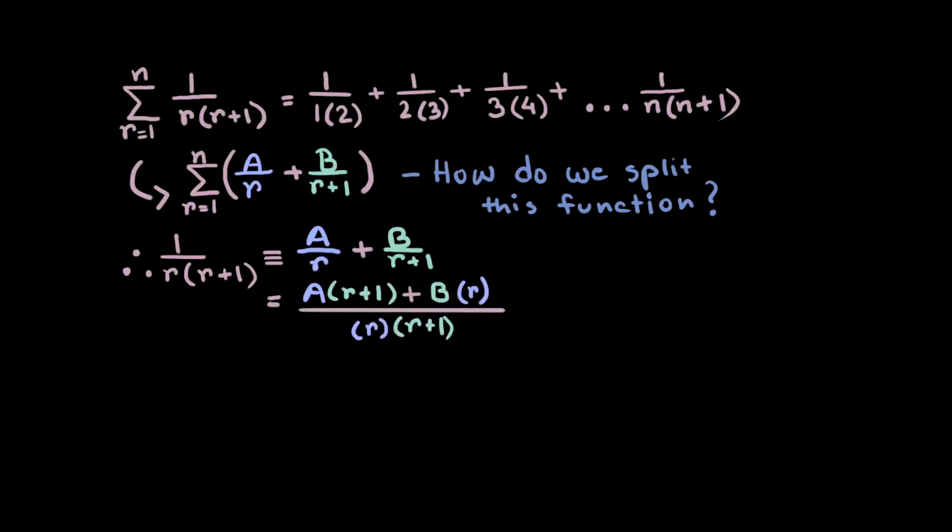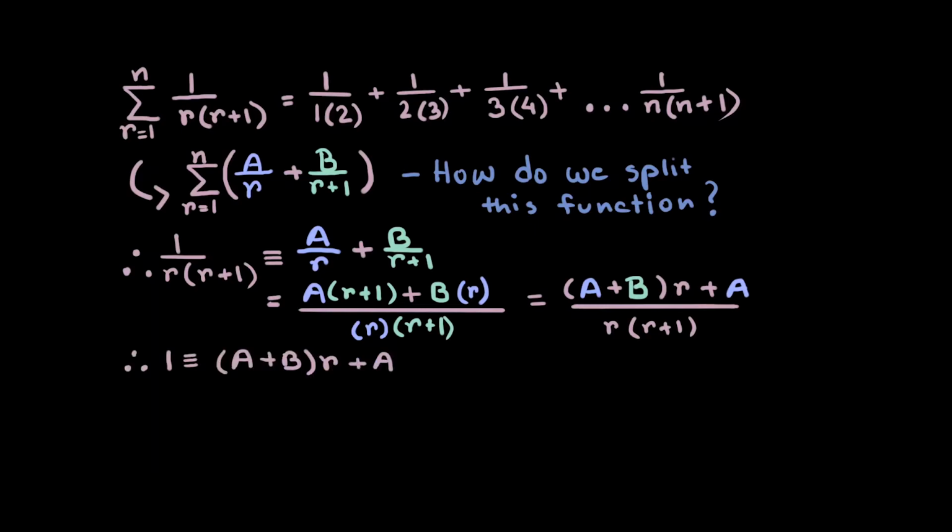So in the next line, we merge the fractions together, then simplify them. So in the numerators, we have 1 is equal to a plus b multiplied by r plus a. Now take a look at how the constant value 1 must be equal to the other constant value on the right hand side, that is a. These are the only two constants. So this must be equal and a is equal to 1.